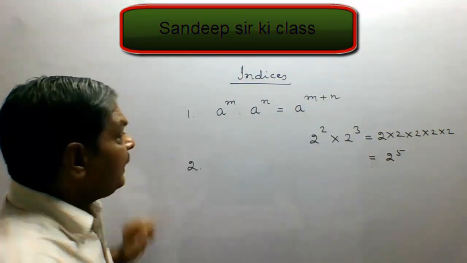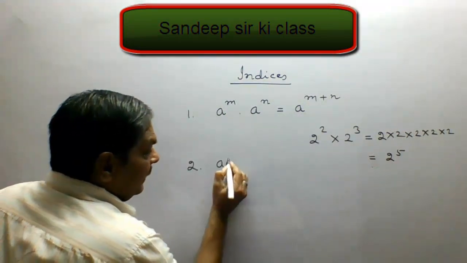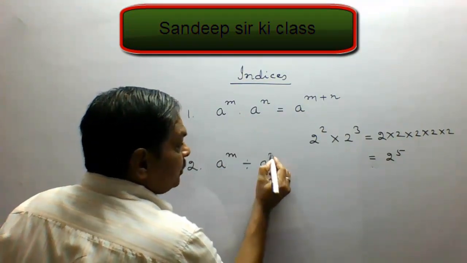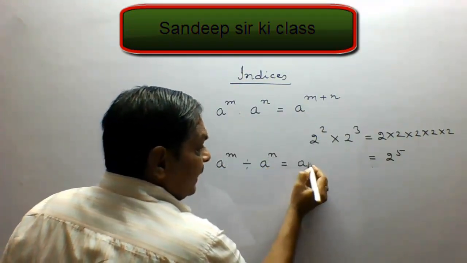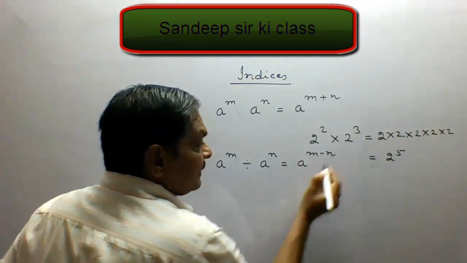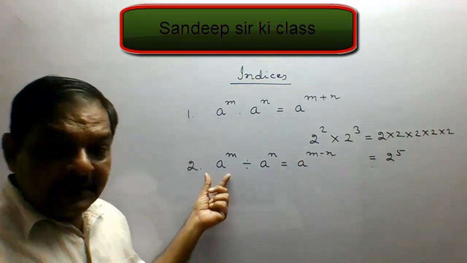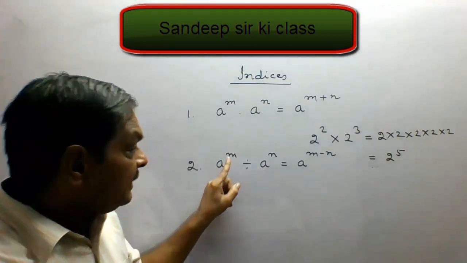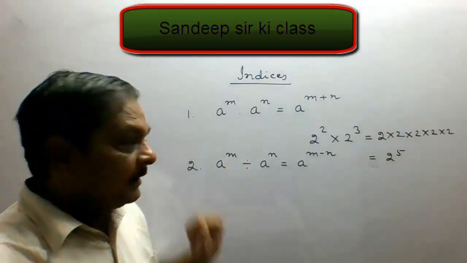Rule number 2 is that a raised to the power m divided by a raised to the power n is a raised to the power m minus n. That is, in division, when base is same, then the powers are subtracted.